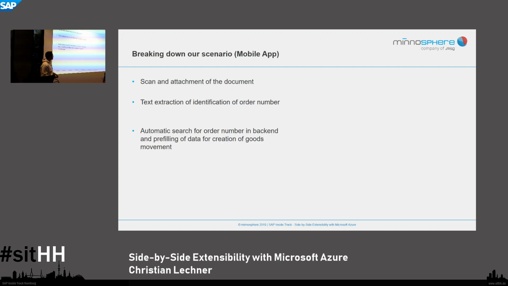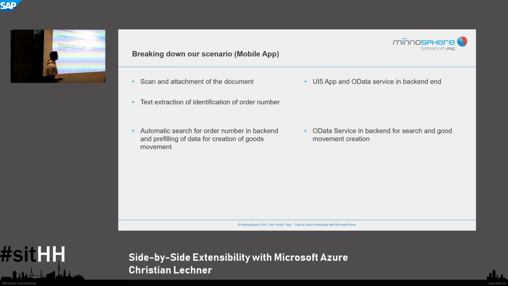Okay, so now back to the mobile app. Let's break down the scenario. We have basically these three requirements: the scanning and attaching, the text extraction, and searching the order number and pre-filling data on the screen. We now assume we go for a mobile app, so we will implement a UI5 app. For this, we need a UI5 app and some OData service in the backend. The last point is also easy.